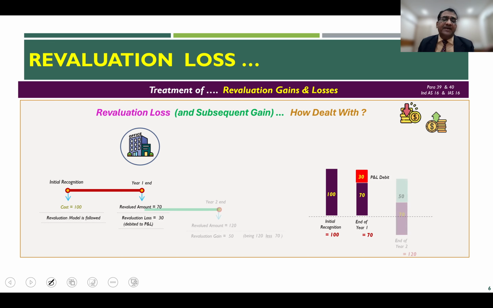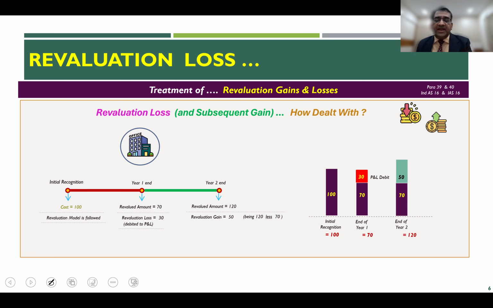Now, what happens at the end of year number 2? Now, the value of the revalued amount of 70, assume now there is a gain and the value becomes 120. That means now you have 50 rupees of revaluation gain, which is 120 minus 70. So this 50 rupees gain is arising at the end of year number 2. How would you deal with it?